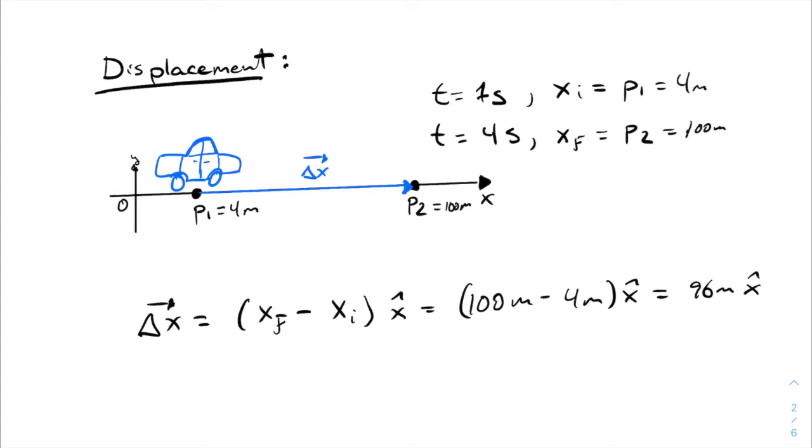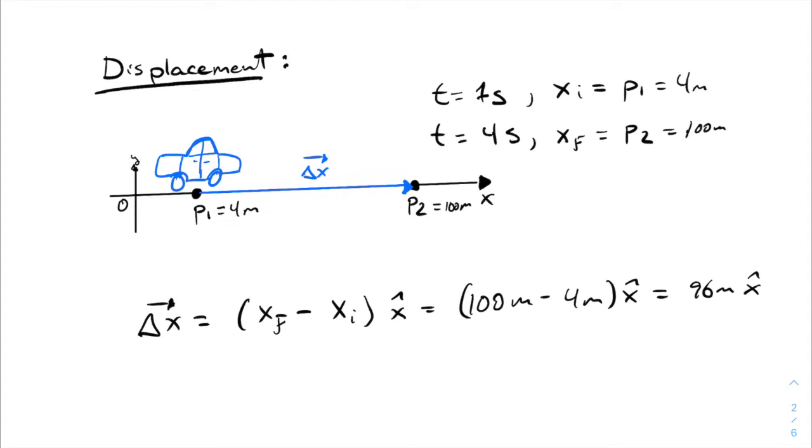And then what we can say about the displacement is that this is a vector that points from the point P1 to the point P2, meaning this displacement vector indicates the direction in which the initial position goes to the final position, meaning it's a vector that points in the direction from the initial position to the final position.